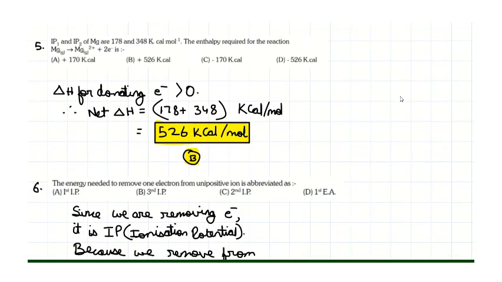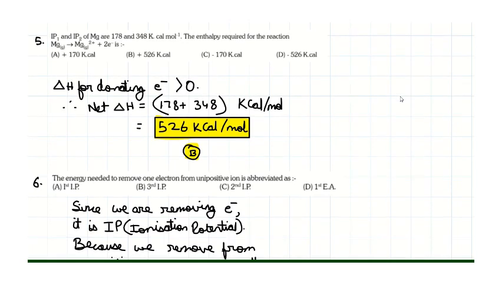In the fifth question, first ionization potential and second ionization potential of magnesium are 178 and 348 kilocalories per mole. We have to find the enthalpy required for Mg to Mg2 plus plus 2 electrons. Now the enthalpy for donating electrons is greater than 0, and the net enthalpy would be the sum of the first and second ionization potentials in the above case, which turns out to be 526 kilocalories per mole.